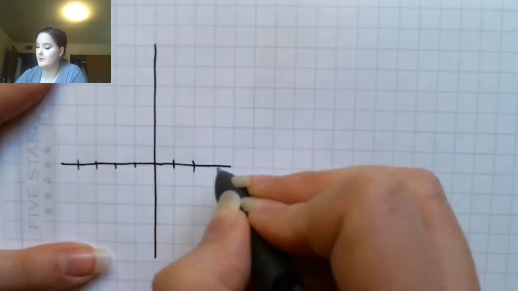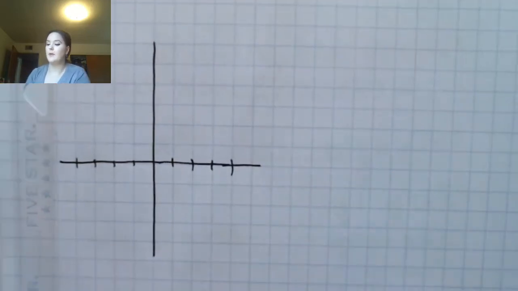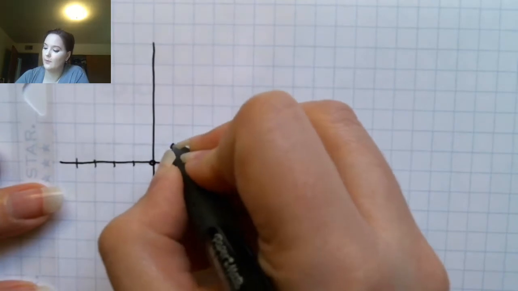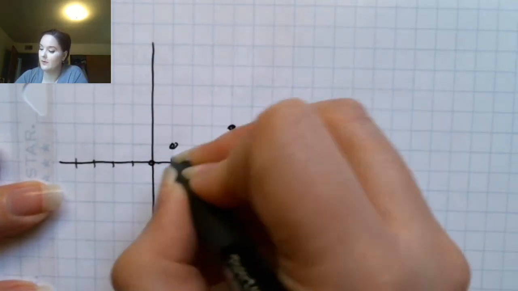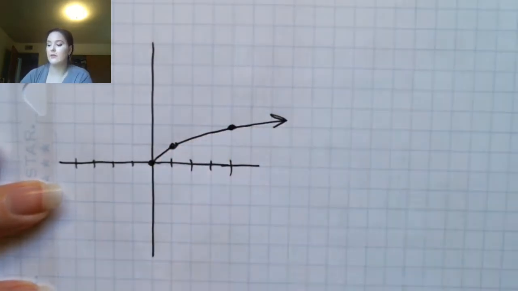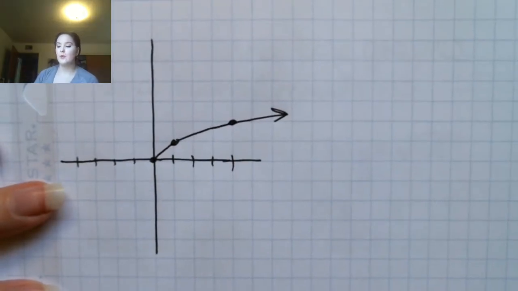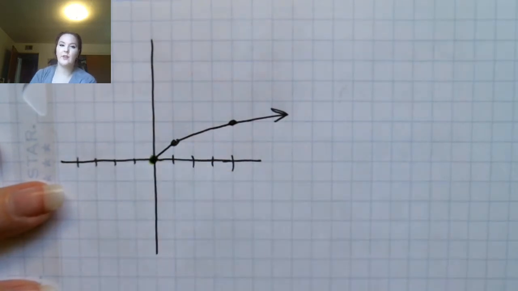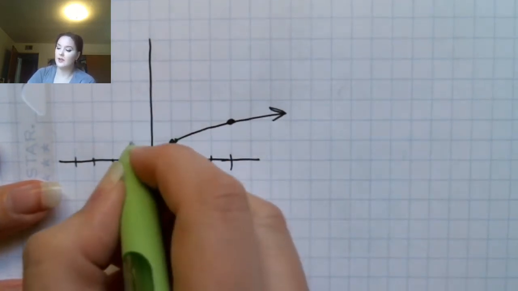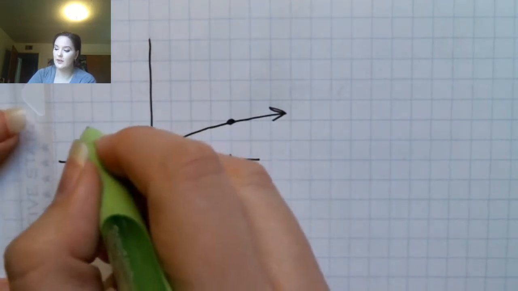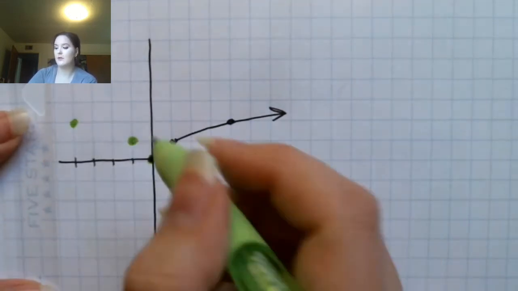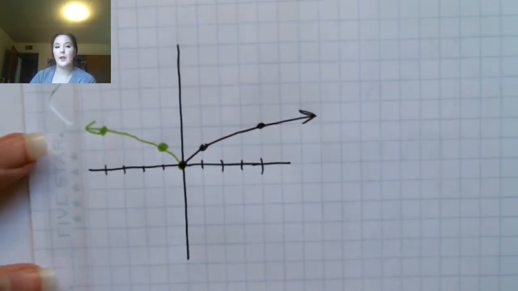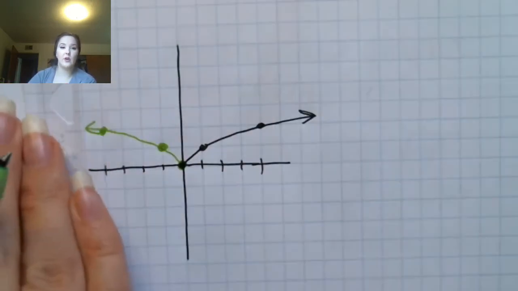Okay, 1, 2, 3, 4. Our key points for our base graph are (0, 0), (1, 1), and (4, 2). So here's our base graph. I'm going to reflect them all across this way. Because this is on the line of reflection, it stays there. Reflect this across and reflect this across. Connect them with the base graph shape, and you can see it is reflected across this way.